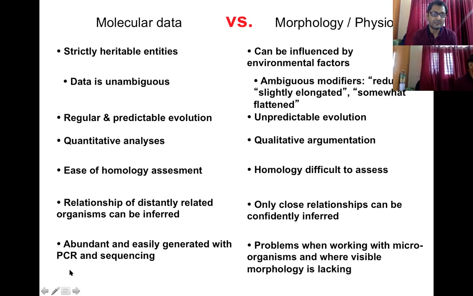Abundant and easily generated with PCR and sequencing. That's the most important part, that with the help of PCR and sequencing, and as our sequencing techniques are increasing day by day, it is very easy to infer the phylogeny with the help of molecular data. However, for the morphology, this is a problem, because morphology can be easily done for the higher organisms, but when it comes to bacteria, the morphological characters are less visible or they are lacking, and that's why you cannot deduce any phylogenetic relationship between microorganisms.